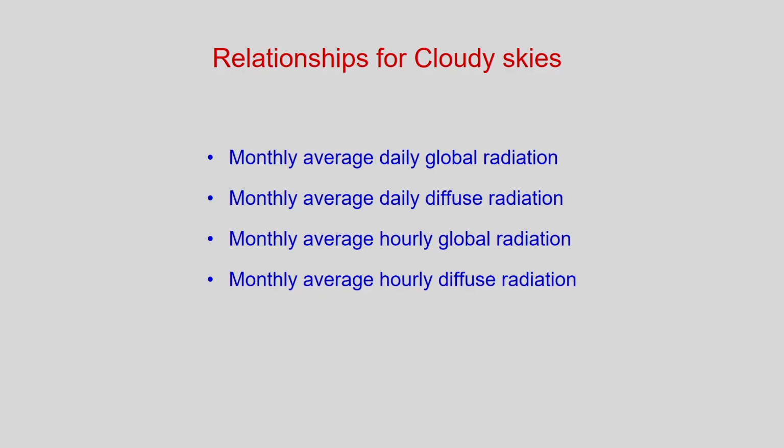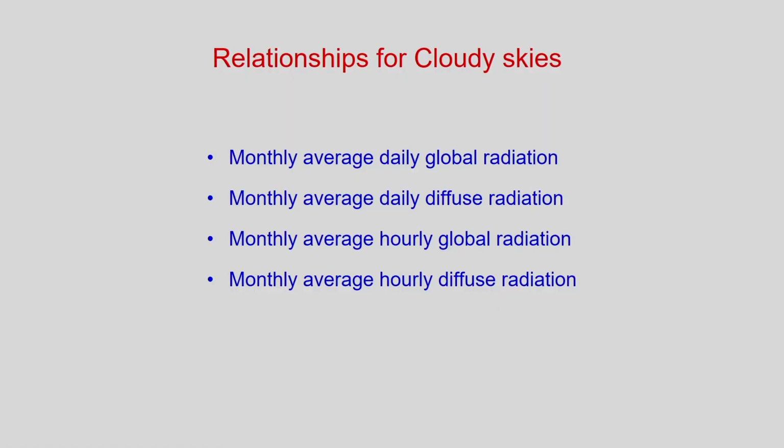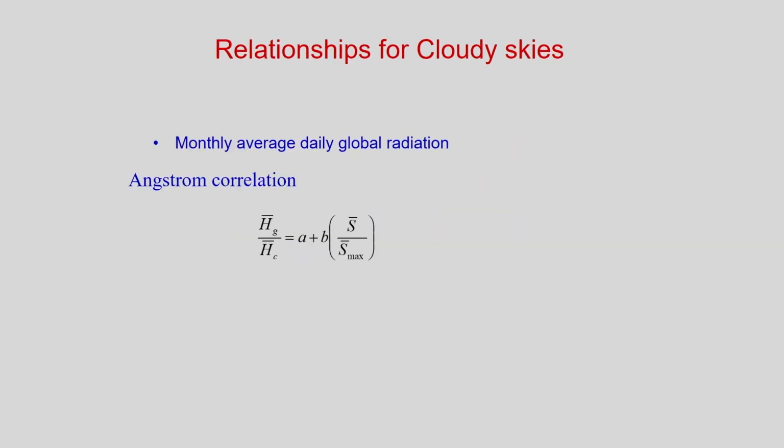Then in the second case, monthly average of daily diffuse radiation, and third case may be monthly average of hourly global radiation, and fourth case may be monthly average of hourly diffuse radiation. So, we will study all the 4 cases. So, let us first consider the first case, monthly average of daily global radiation estimation.